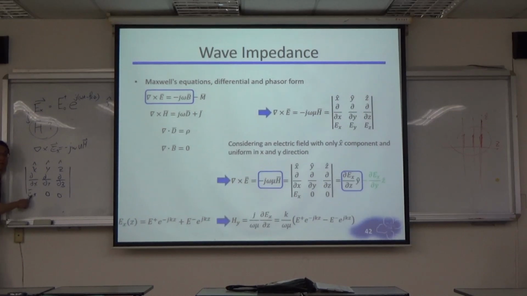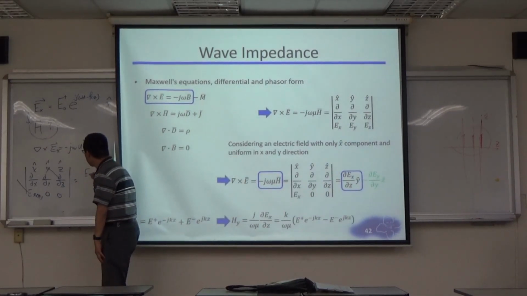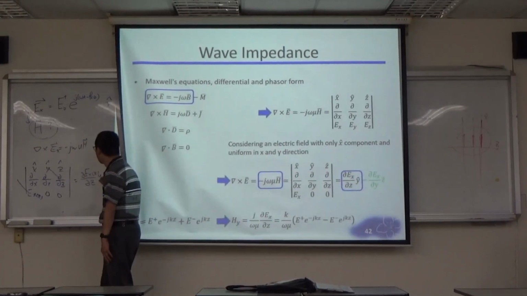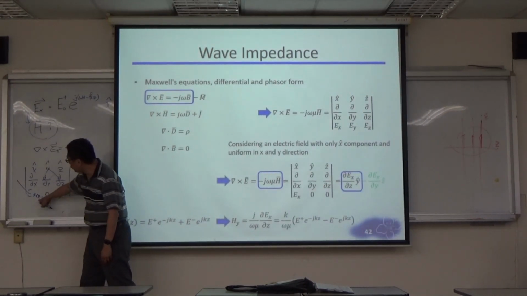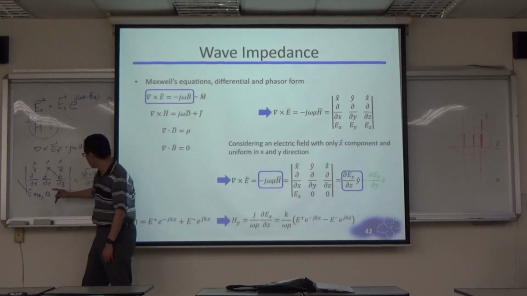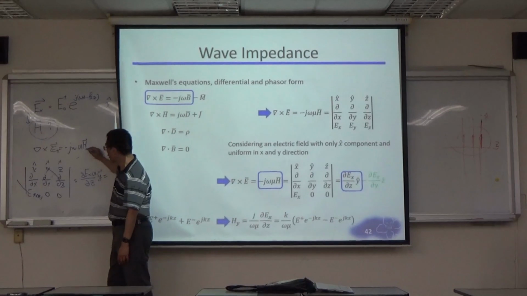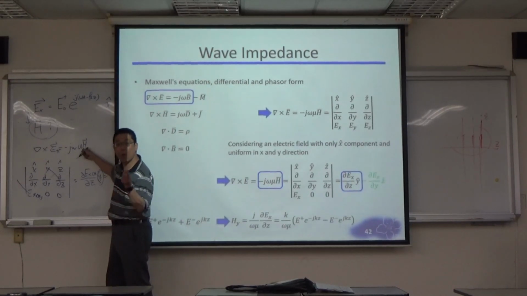What is the variable for the Ex? Only z, right? Only z. So you take a derivation for this term. You obtain this one equals to partial Ex over partial z multiplied by y. And another term here, you divide by y, but we don't have a variable y, so it is 0. So this one equals to minus j omega mu, vector to vector. So actually, your H field has only a y component.